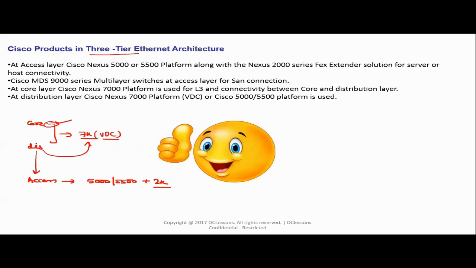And the core will be providing layer 3 connectivity, and the distribution layer will provide all your policies, security policies, routing policies, and other stuff, right? So the same 7K, with the help of different VDCs, we can connect at core and distribution, and in the access layer, we can use a Nexus 5000 and 5500 along with the 2K. Right? So these are all different types of architecture which any architect, designer, or operational admin can use in their data center environment, right?